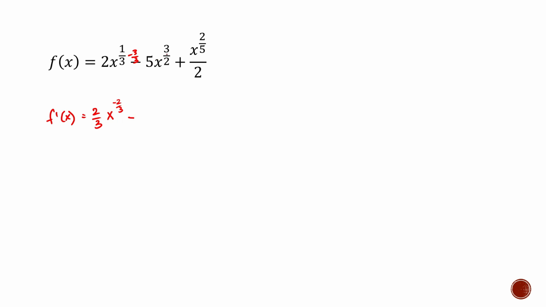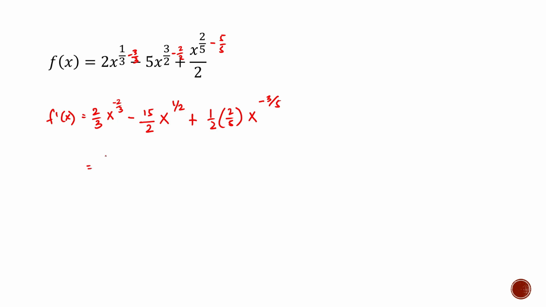Then minus 3 over 2 times 5 is 15 over 2. Then x to the 3 over 2 minus 2 over 2. So 3 minus 2 is 1, so this is 1 half. Plus, since that is over 2, that means it's 1 half times 2 over 5. Okay? Then x to the 2 over 5 minus 5 over 5. That's negative 3 over 5.